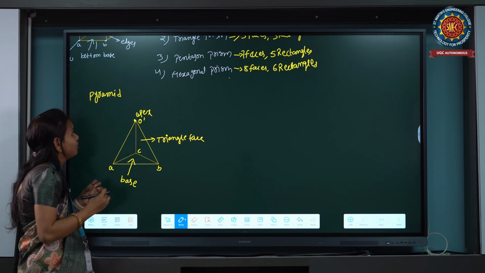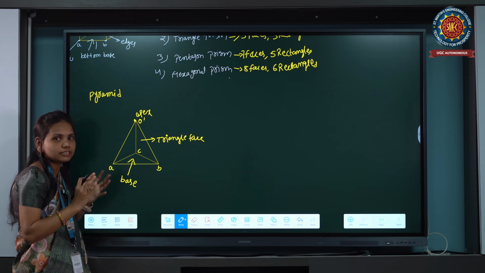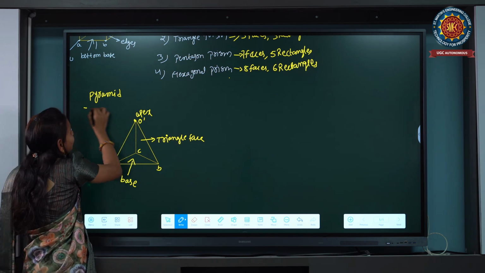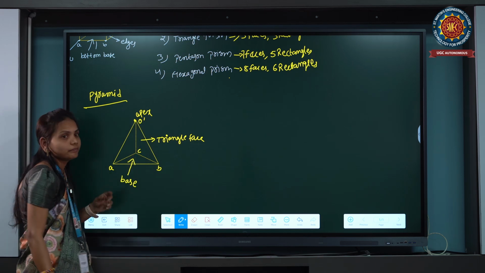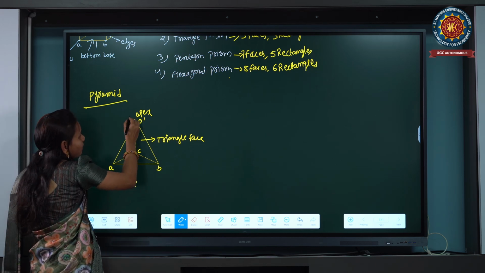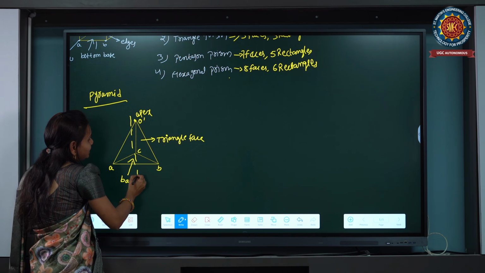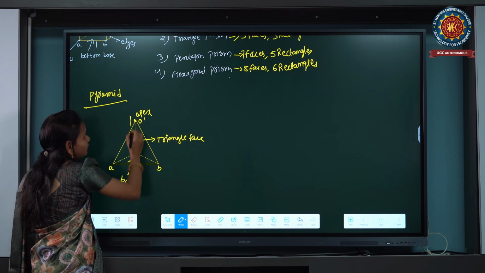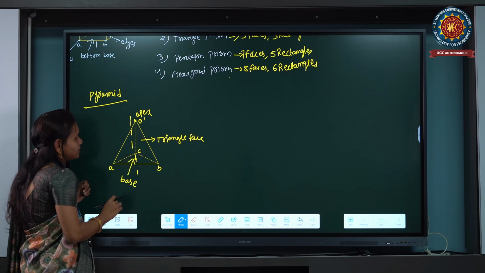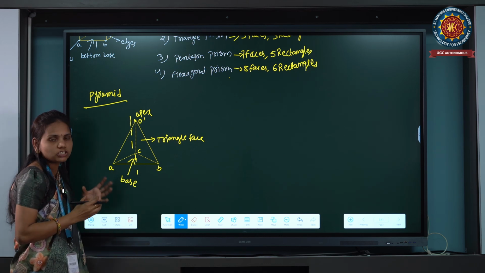So what is the difference between prism and pyramid? Here we will discuss. What is a prism? A prism has 2 bases, we said, right? This pyramid has only one base and one apex point, and the axis passes through the center of the base to the apex point. So this is the pyramid according to the shape and size.